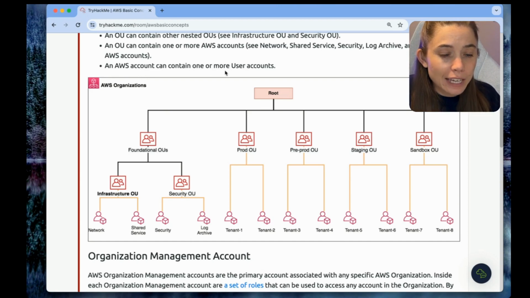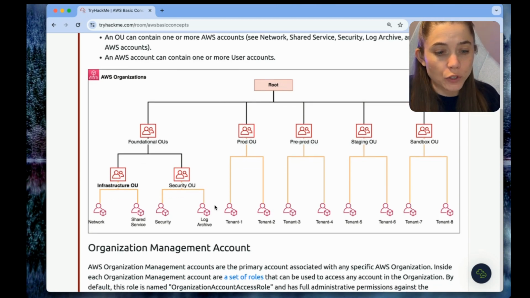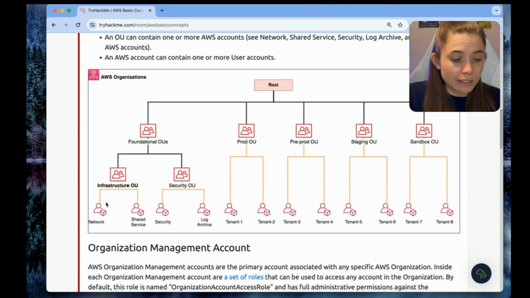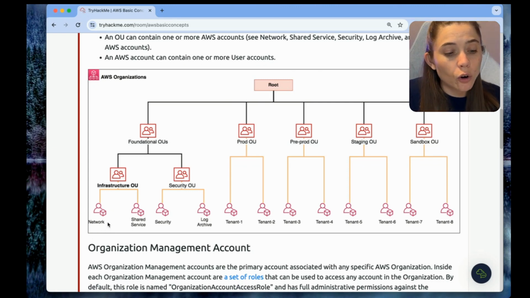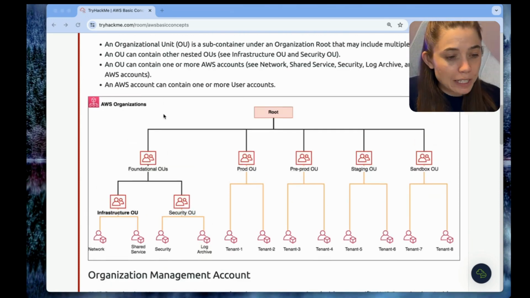And an AWS account can contain one or more user accounts. So we don't see that in this diagram, but for example, the network account might be used by a network infrastructure team. Perhaps there's 4 workers on that team. Those 4 workers might each have their own IAM user account that they use to log into this AWS network account that is part of the enterprise's AWS organization. Overall, a very good diagram gets the main points across.